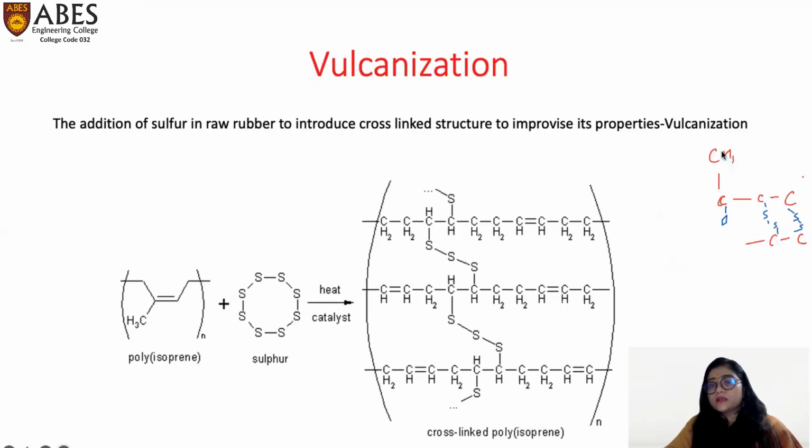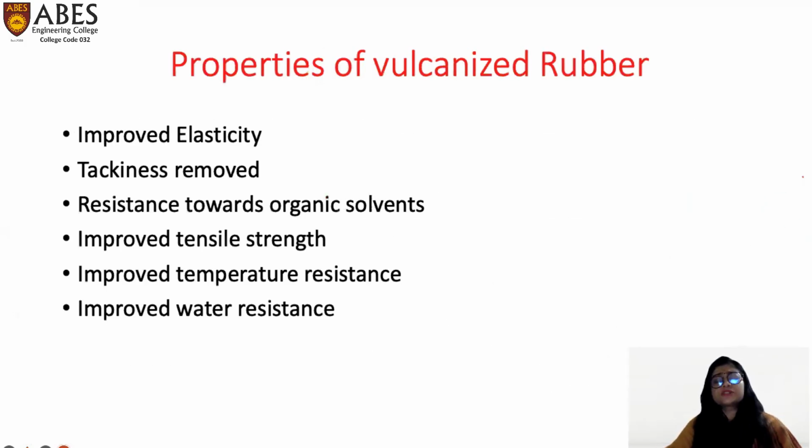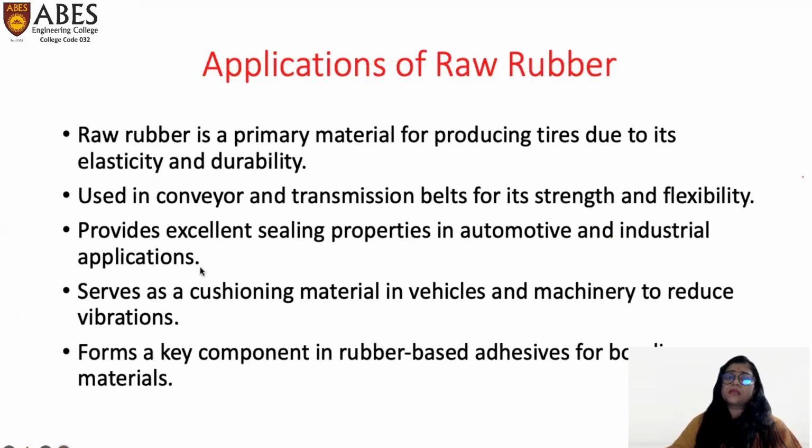And when the structure becomes cross-linked from linear, all the properties which were on the poor side will shift to the higher side. So the improved elasticity will be there, tackiness will be removed, resistance towards organic solvents will be there, tensile strength will be improved, temperature resistance will be improved, and water resistance will be improved. Applications of raw rubber include producing tires. This is the most important application that has been taking place for a long, long time. Tires are produced from raw rubber.